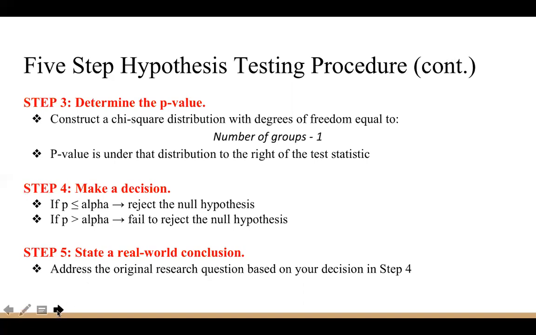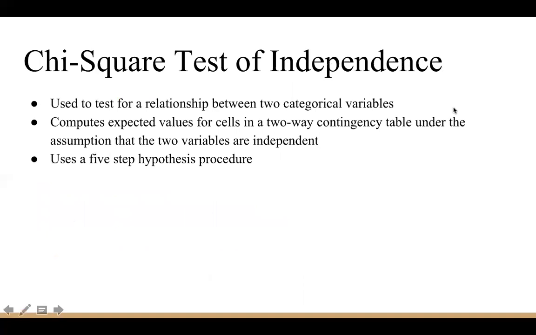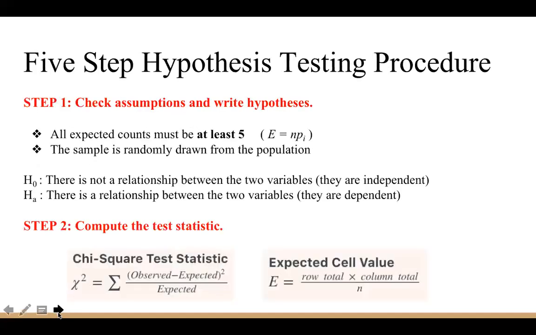Okay, so a chi-square test of independence. You use this between two categorical variables. What a chi-square test of independence does is it computes expected values for cells in a two-way contingency table under the assumption that the two variables are independent. So again, here you're going to use a 5-step hypothesis testing procedure. It's getting a little repetitive, but you guys should definitely have it down by now.